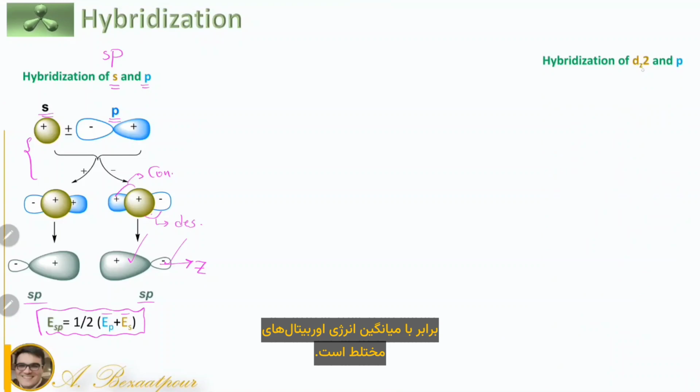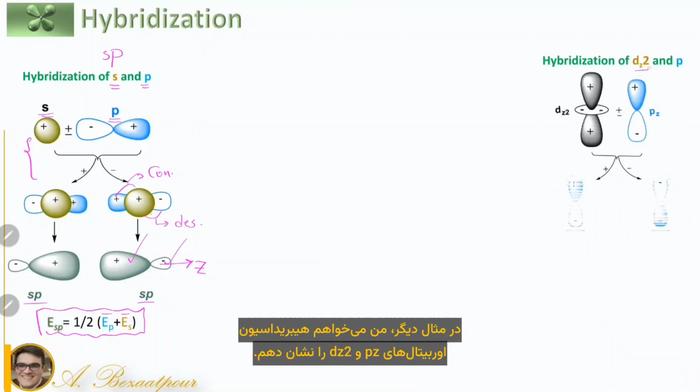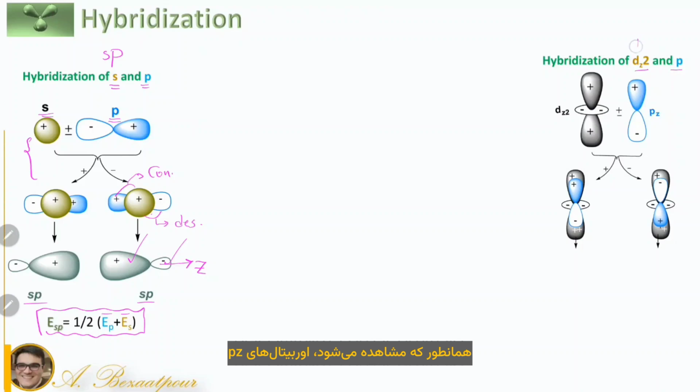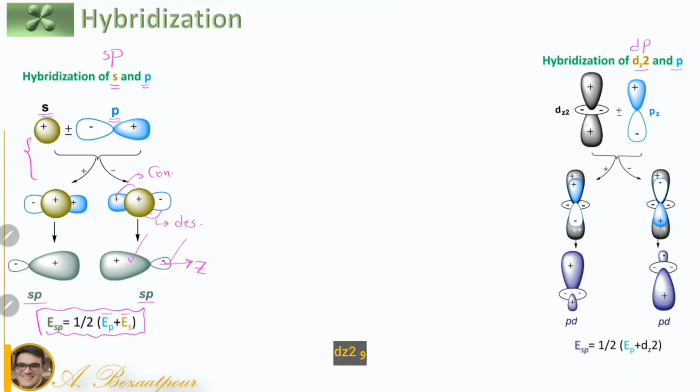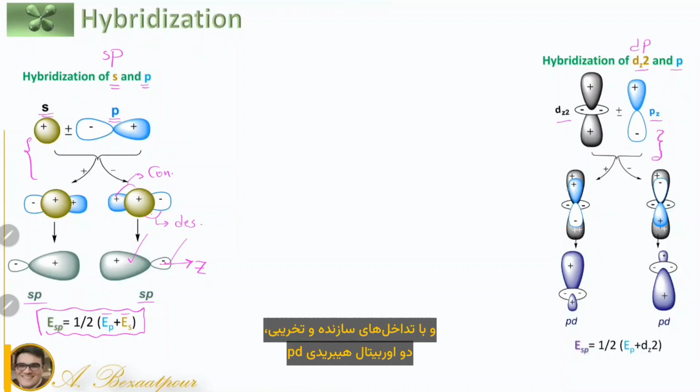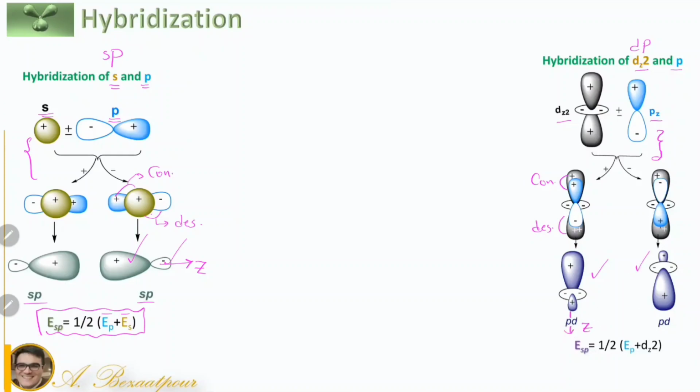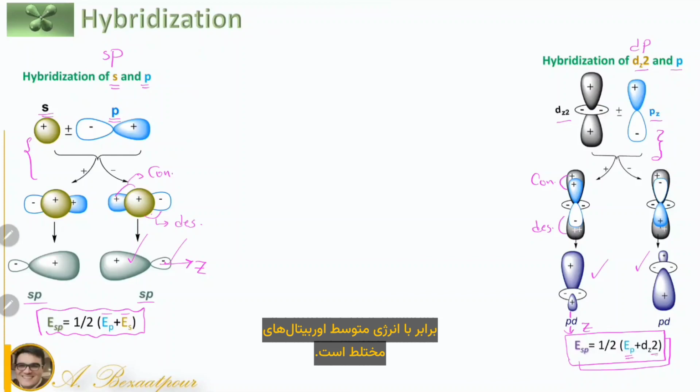In the other example, I wanted to show the hybridization of pz and dz square orbitals. As can be seen, the pz and dz square orbitals are combined mathematically, and by constructive and destructive interference, 2 pd hybrid orbitals are obtained in a dumbbell shape, oriented along the z-axis. And so the energy of pd hybrid orbitals is equal to the average energy of the mixed orbitals.